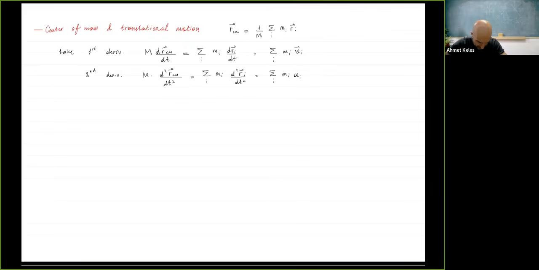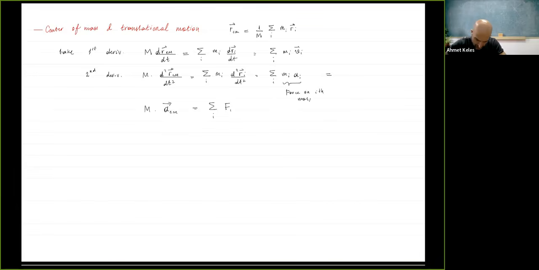Newton's law says this is equal to the force acting on the i-th mass. Then this should be equal to, maybe I can write it in a new line, M times, of course, this side is the acceleration of the center of mass. A center of mass, as a vector, should be equal to the sum over all forces acting on the system.